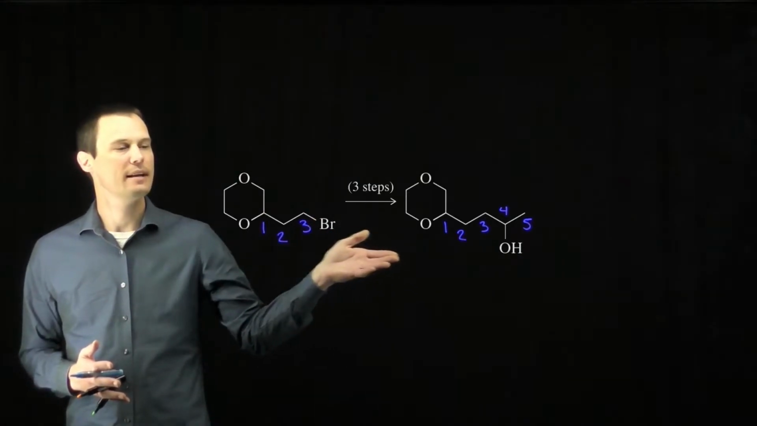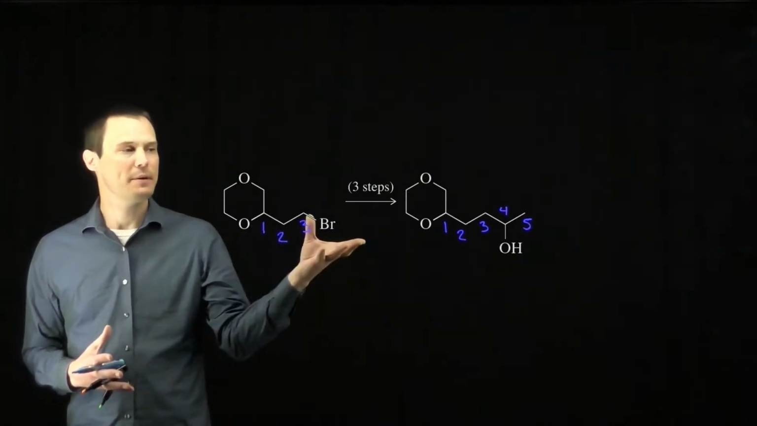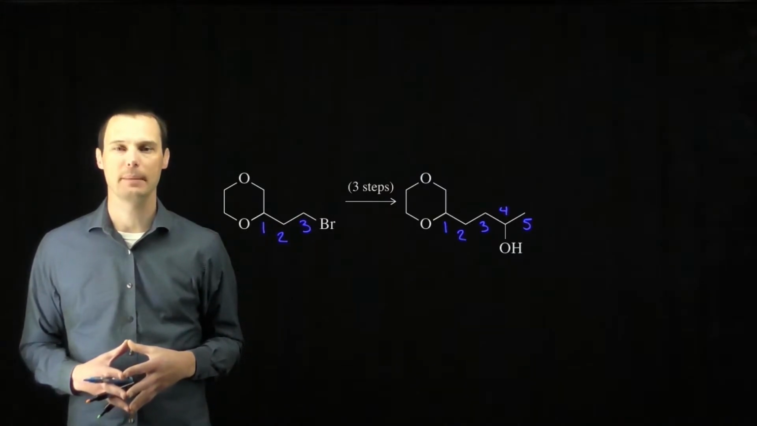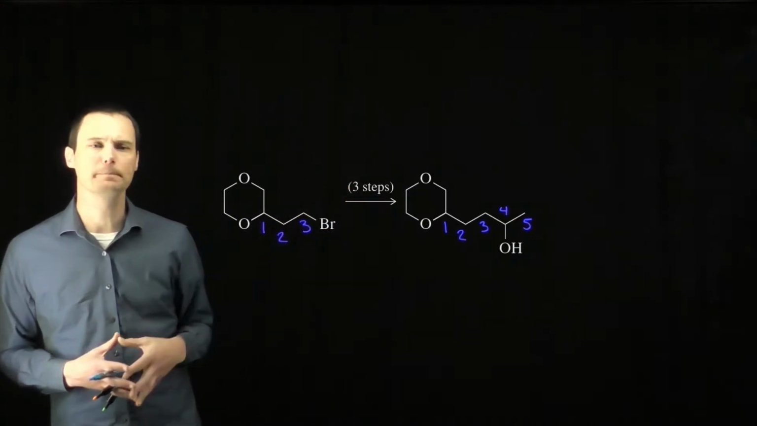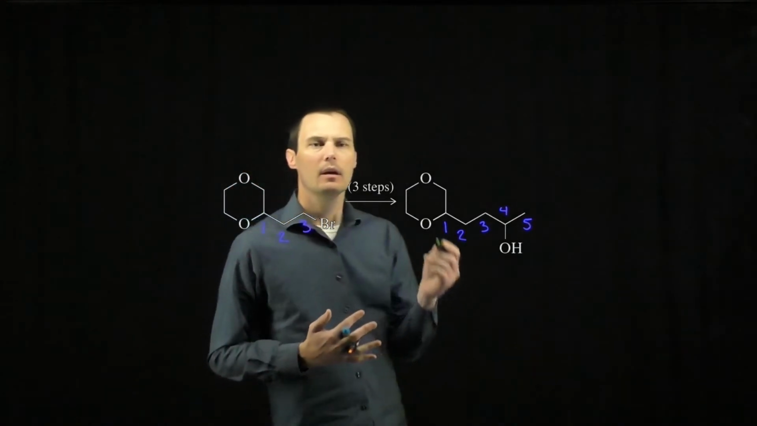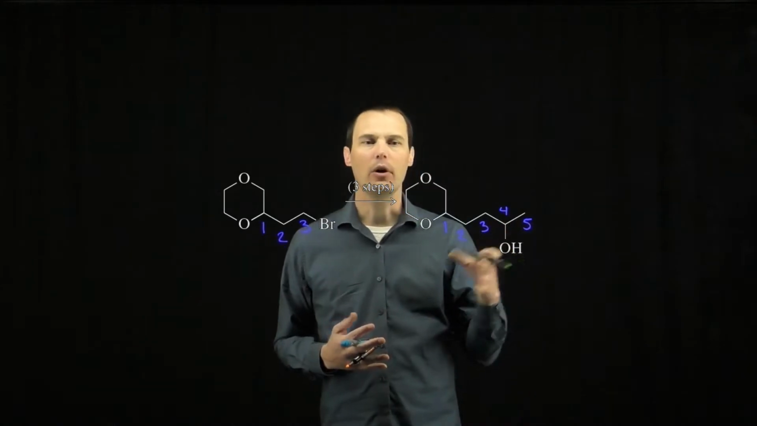The question asks us to synthesize this product from this starting material and specifies that the minimum number of steps needed is 3 steps. There are many viable strategies to do a question like this. I like to work backward, so that's what I'm going to do here. This alcohol is an internal alcohol.